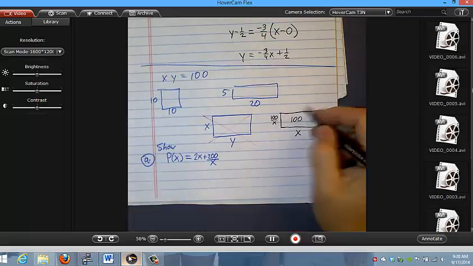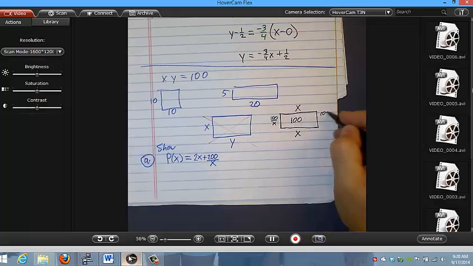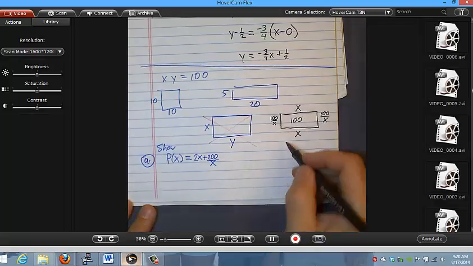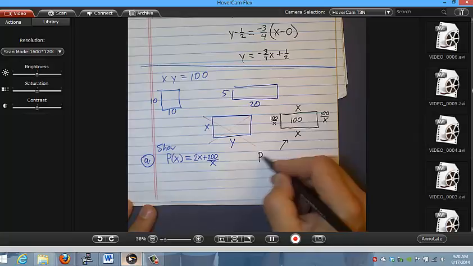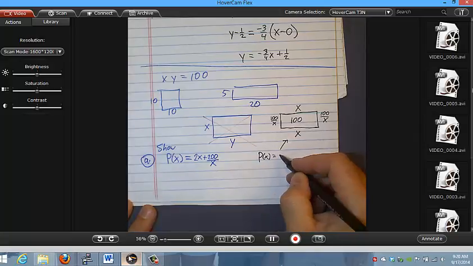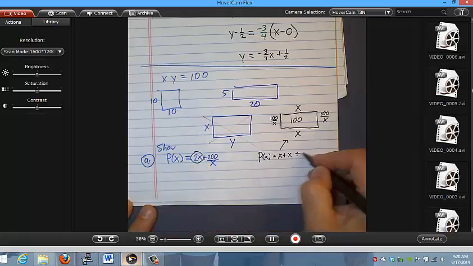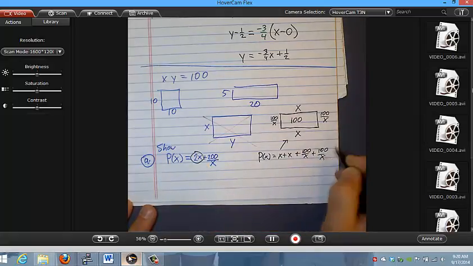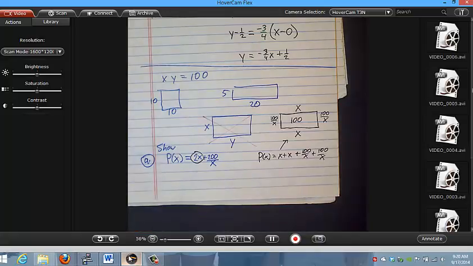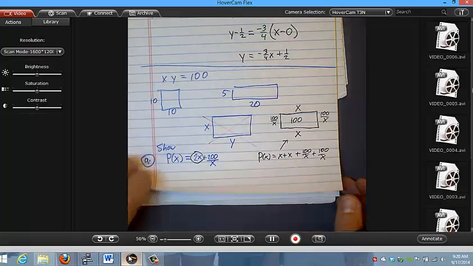Okay, then this is X and this is 100 over X. If you understand that picture, then P of X is X plus X, there's my 2X, plus 100 over X plus 100 over X. Are you with me? Part A is done. But that's not testing calculus. That's testing algebra and geometry.